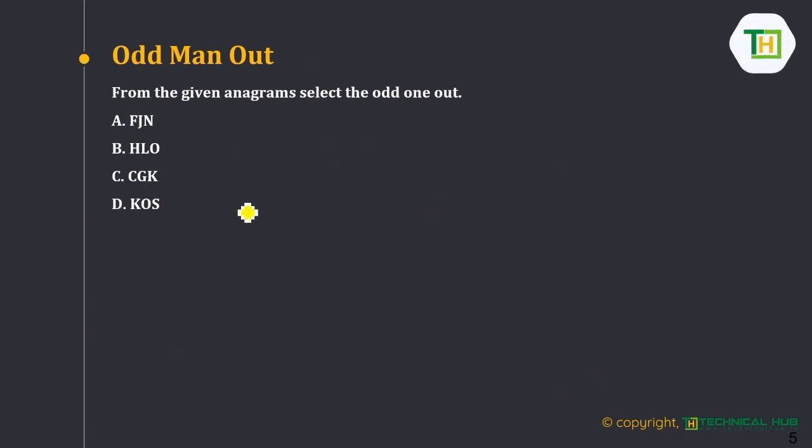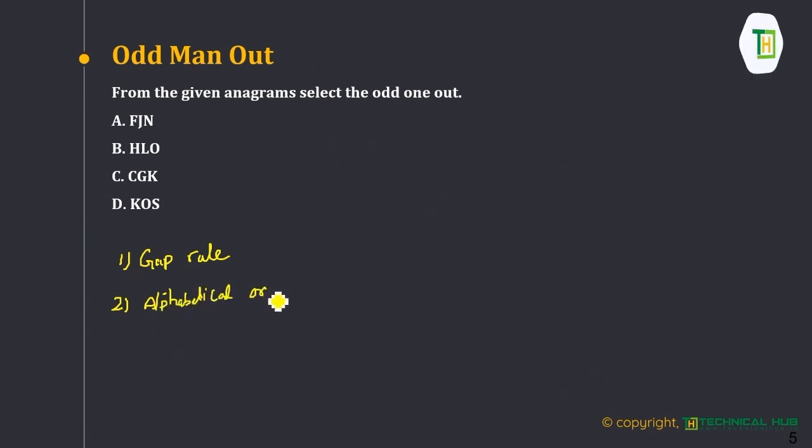The first rule is the gap rule. The second one is the alphabetical order rule. And the third one is the vowel rule. You have to follow these rules step by step. Once your gap rule fails, go for the alphabetical order rule. If the alphabetical order rule fails, go for the vowel rule. If the vowel rule also fails, it means all three rules have failed, so observe the given problem.